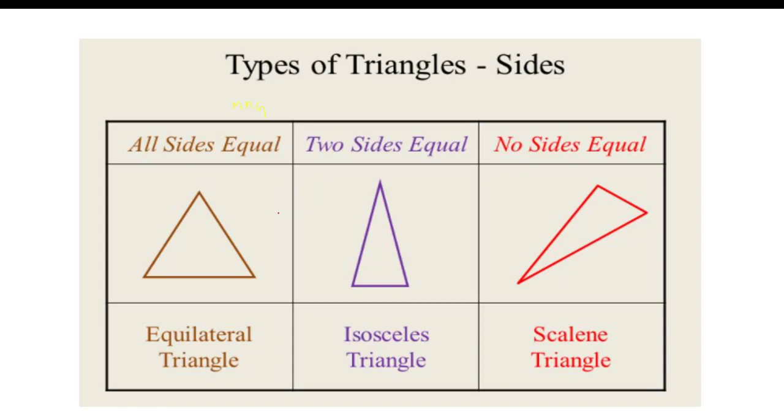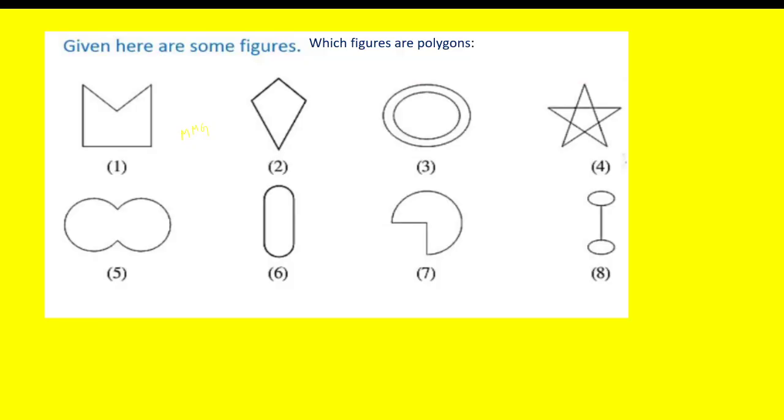Now here we have different types of triangles. Children, this is an equilateral triangle. All its sides are equal. Okay, this one is an isosceles triangle. Its 2 sides are equal. And here we have a scalene triangle, and all its sides are unequal. Moving to the next page.